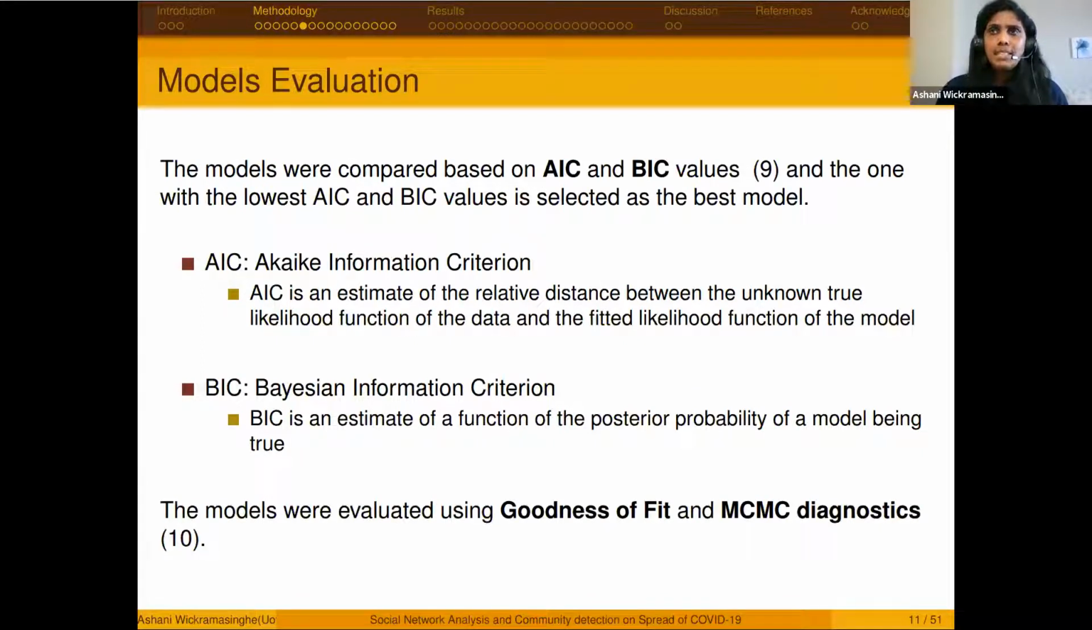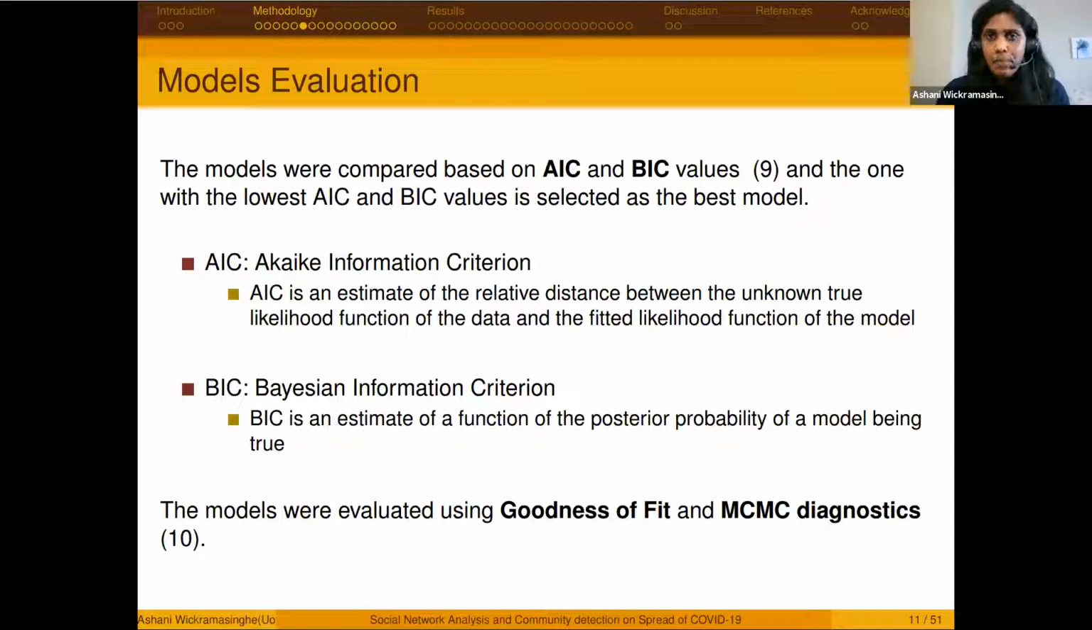For model comparison, we used AIC and BIC values, and the model with the lowest value is considered the best model. AIC is the Akaike information criterion, and BIC is the Bayesian information criterion. AIC is an estimate of the relative distance between the unknown true likelihood function of the data and the fitted likelihood function of the model. So if this distance is lower, which means if the AIC value is smaller, that model is the best model.